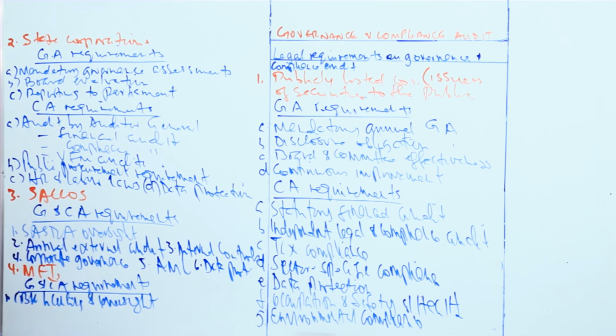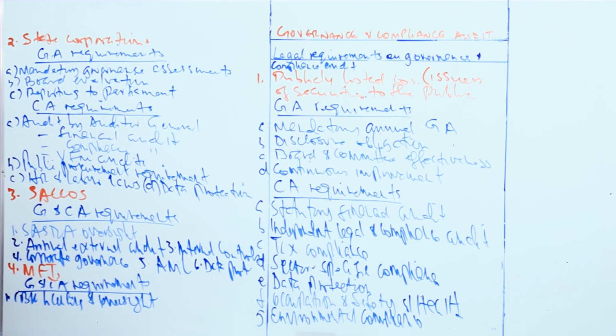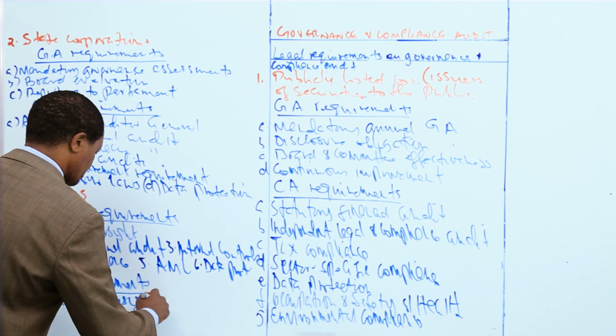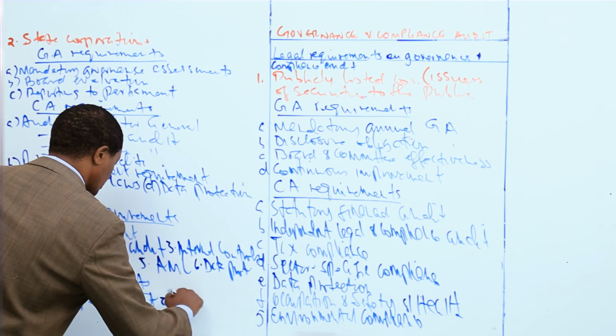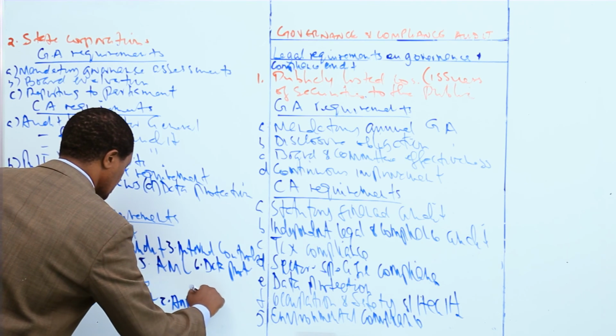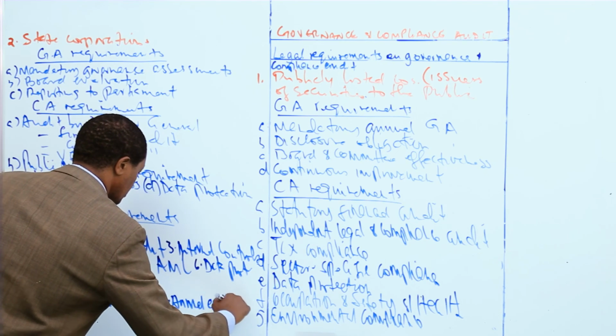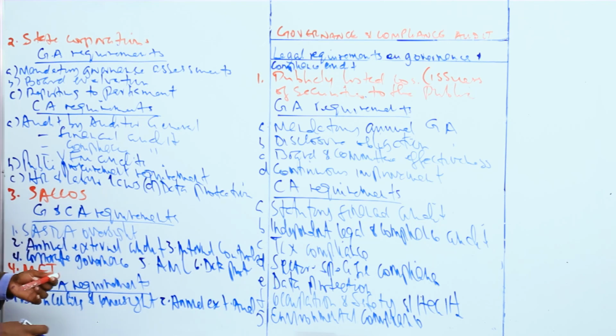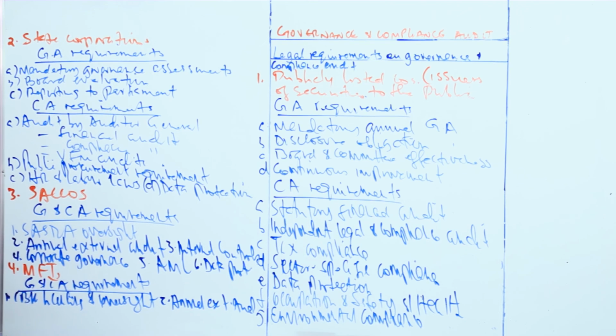Then the second governance and compliance audit requirement is annual external audit. Number 2, annual external audits. This is a mandatory annual external audit by approved auditors, often requiring submission of audited financial statements for the past 3 years during the licensing process.